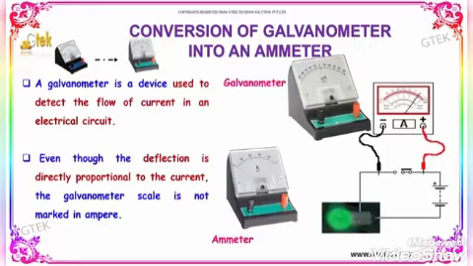Conversion of galvanometer into an ammeter. A galvanometer is a device used to detect the flow of current in an electrical circuit. Even though the deflection is directly proportional to the current, the galvanometer scale is not marked in ampere.